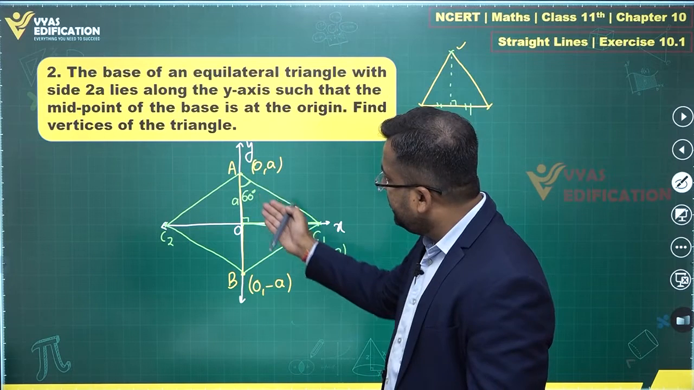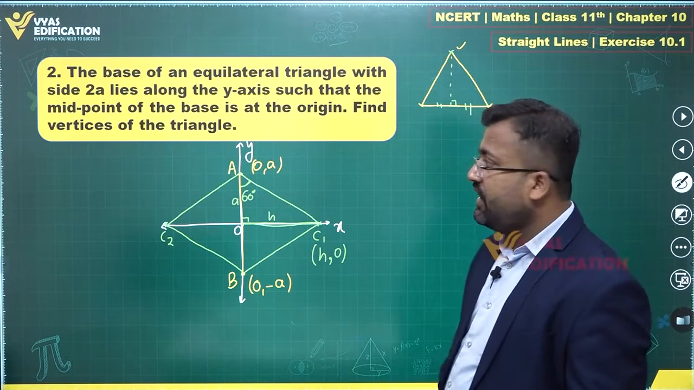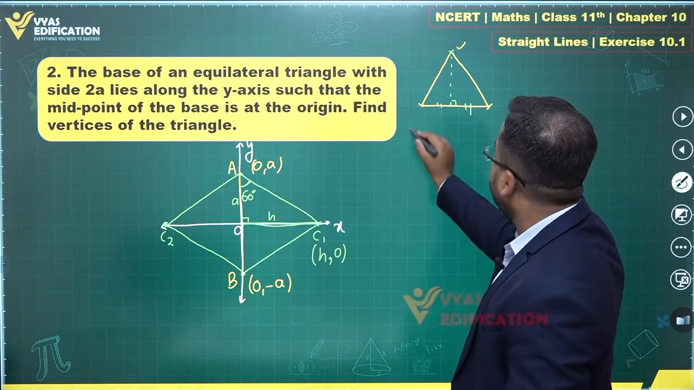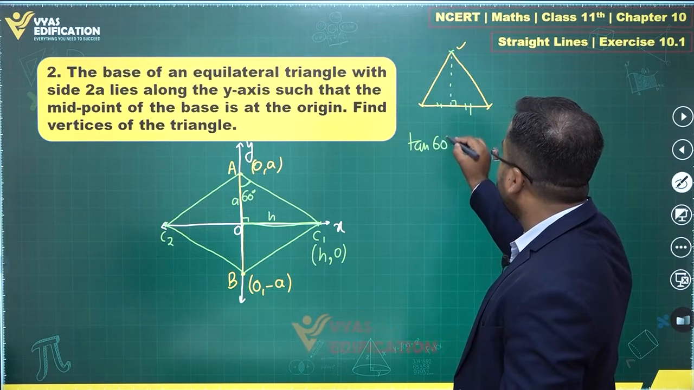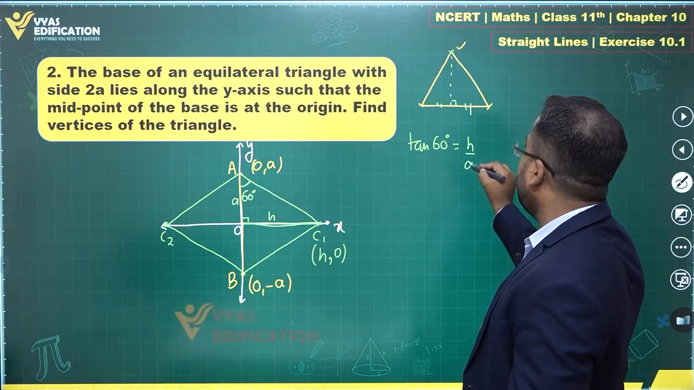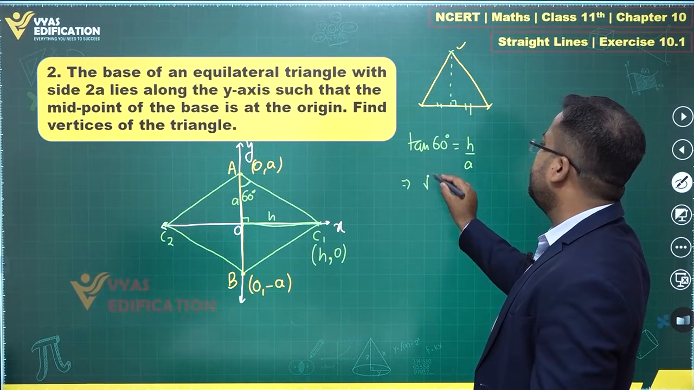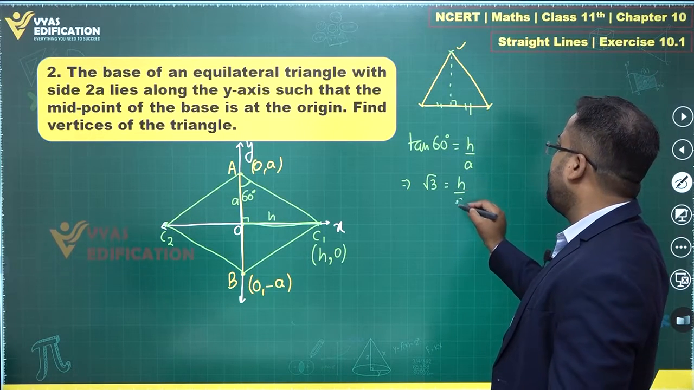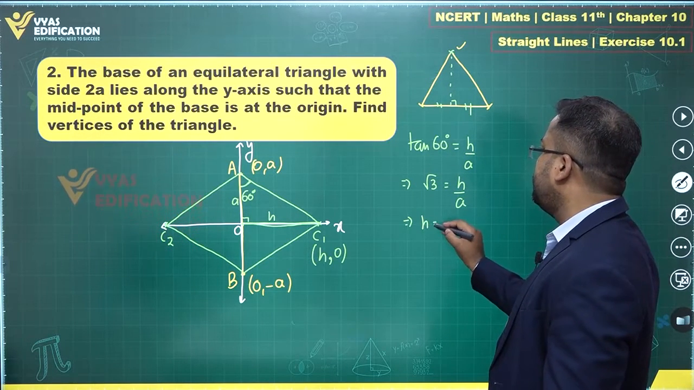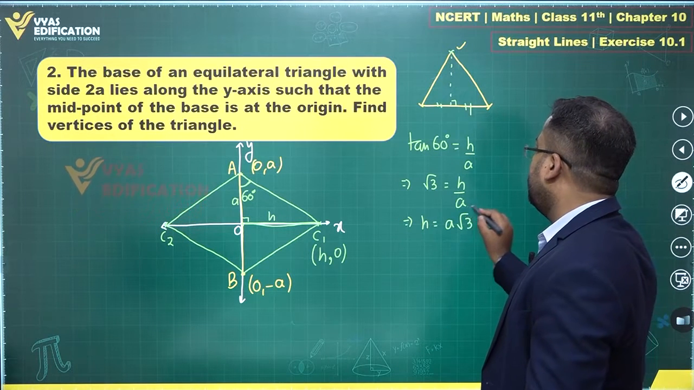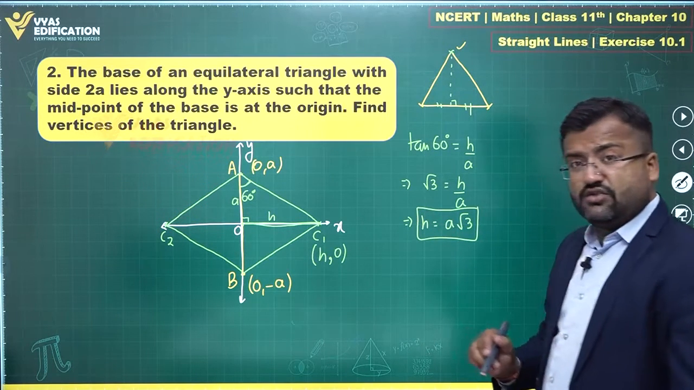Imagine this, tan of 60 degree will be perpendicular upon this. So I can write tan 60 degree is equal to h upon a, and that tells me that tan 60 degree is √3. This becomes h upon a, which tells me h is equal to a√3. This is what you have.